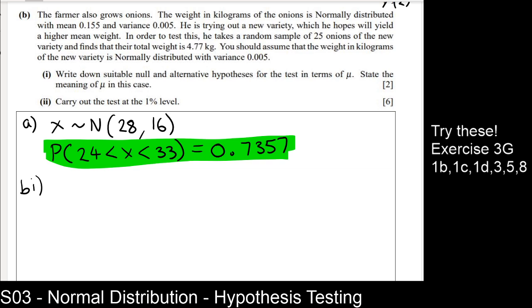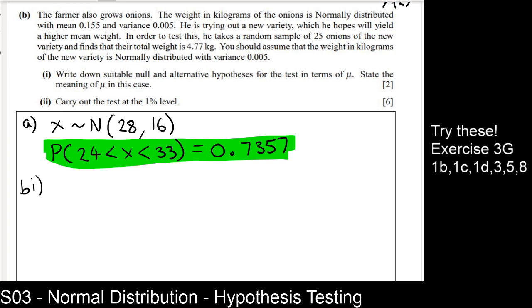For the second part, we've got a bit of information here. The farmer also grows onions. The weight in kilograms of the onions is normally distributed with mean of 0.155 and variance of 0.005. He's trying out a new variety which he hopes will yield a higher mean weight. In order to test this, he takes a random sample of 25 onions of the new variety and finds that their total weight is 4.77 kilograms. You should assume that the weight in kilograms of the new variety is normally distributed with a variance of 0.005.